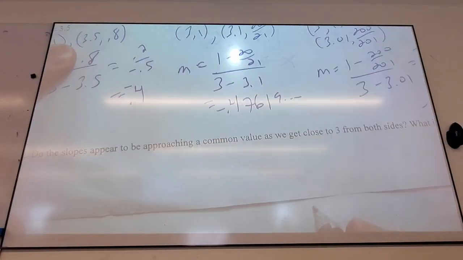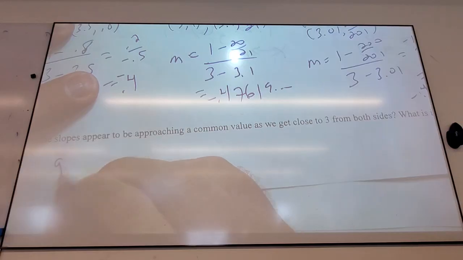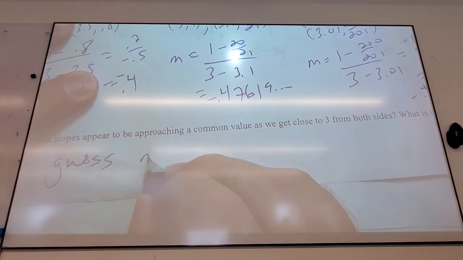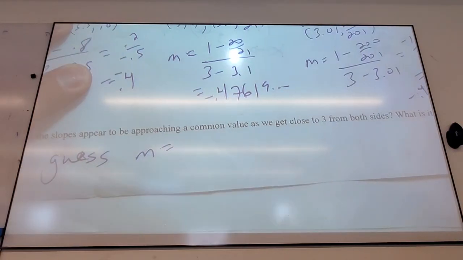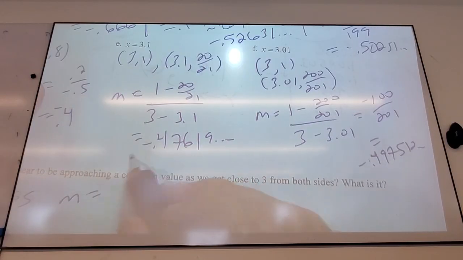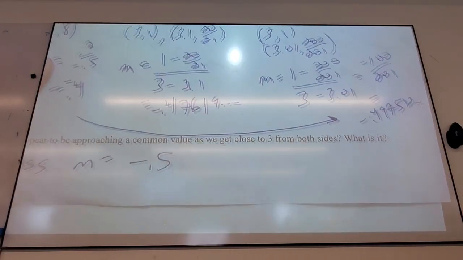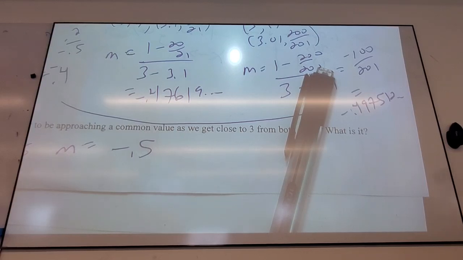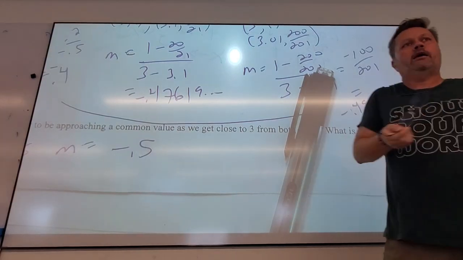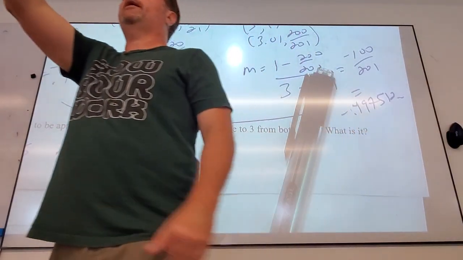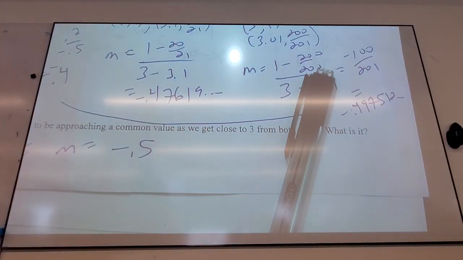So what's our guess? From both sides, it looks like it's approaching negative 0.5. Could the answer actually be negative 0.5? Yeah, but we're just humans. We're going to do our best. It's approaching that point, it looks to be, from the limited information I have.